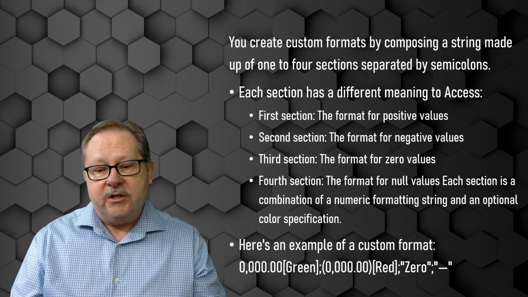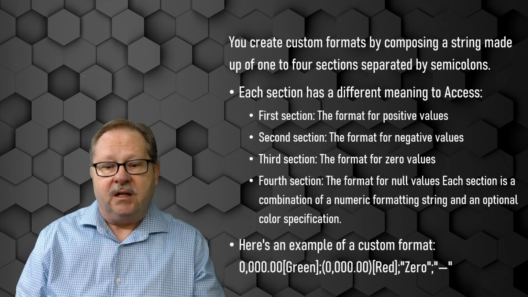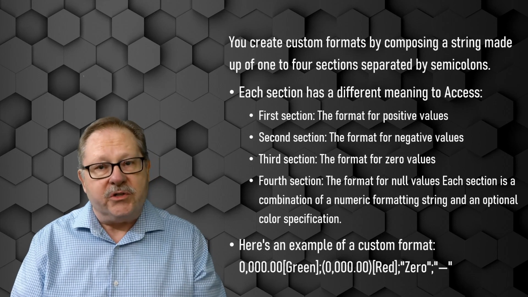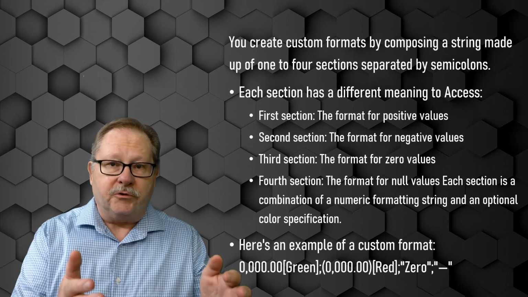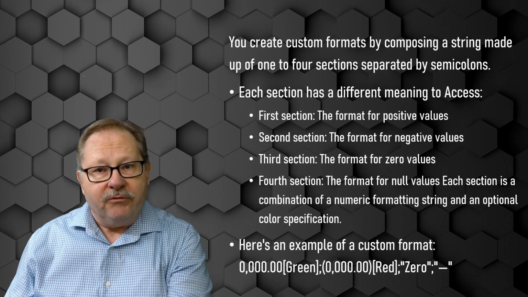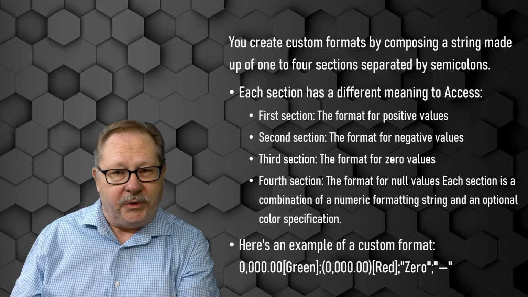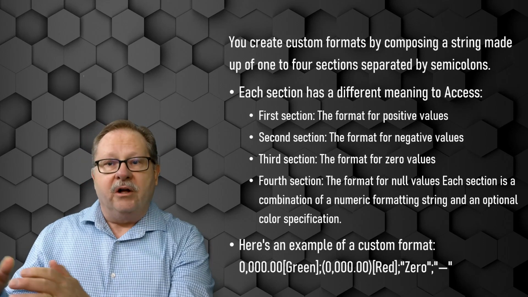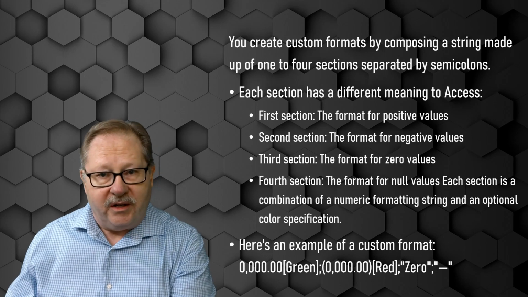The way that you construct that kind of thing is that Access allows you to have 4 different sections in your field. The first one is the format for positive values, the second one for negatives, the third format is for a 0 value, and how would you handle a null value? The null value has a place in the fourth area.